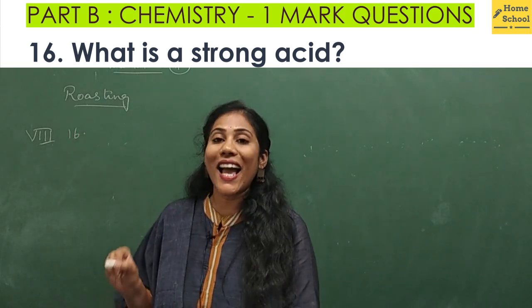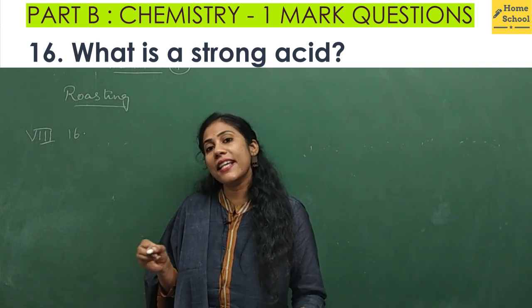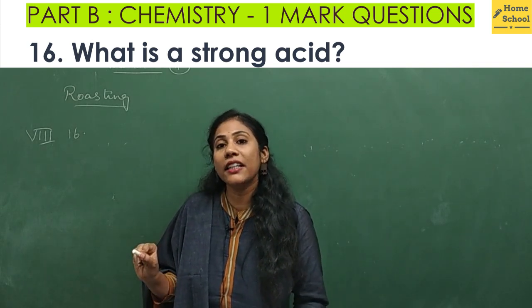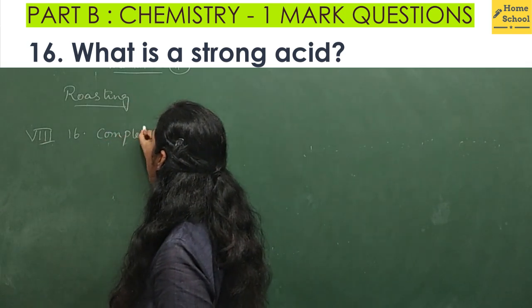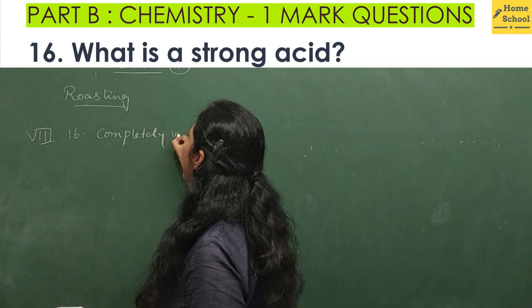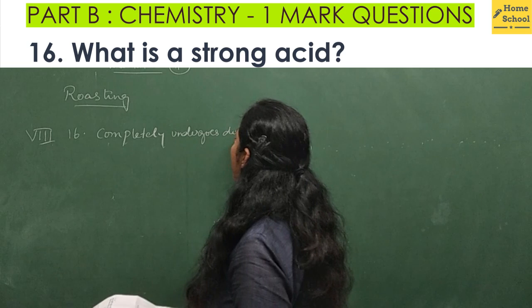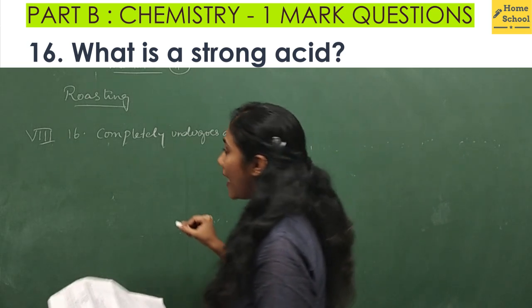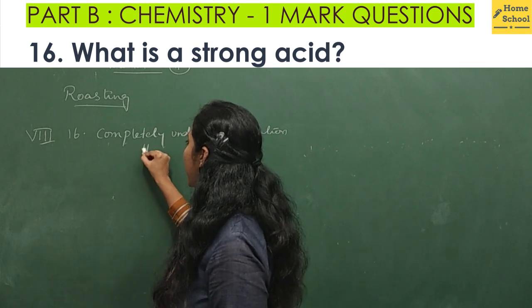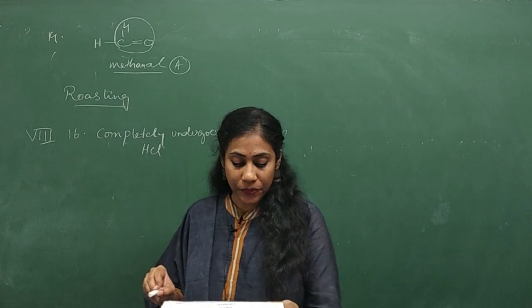What is a strong acid? Very simple way. A strong acid is the acid which completely undergoes dissociation. Strong acid always completely undergoes dissociation. Such an acid we will call a strong acid. Can you give one example? HCl is the example of a strong acid.